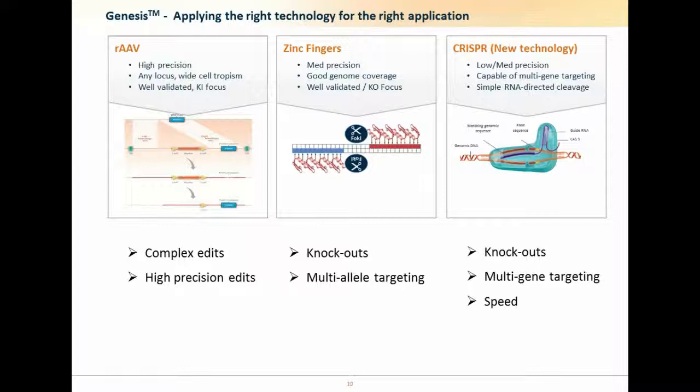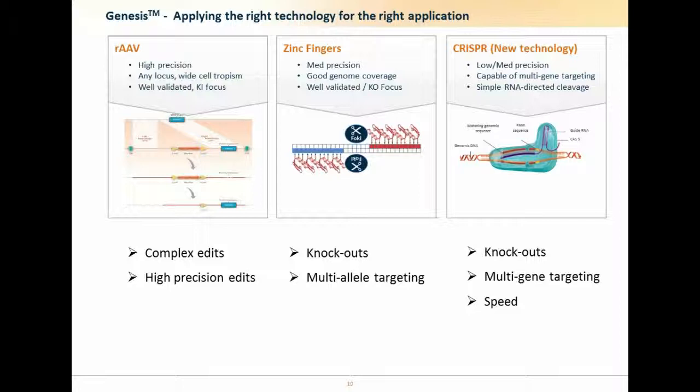Zinc fingers, as I mentioned, are particularly good for knockouts, disrupting a particular coding sequence, for example. They're also good at multi-allele targeting, and so if you have 3, 4, 5 copies even of a gene in your cell line, zinc fingers are one of the most efficient ways of going after them.